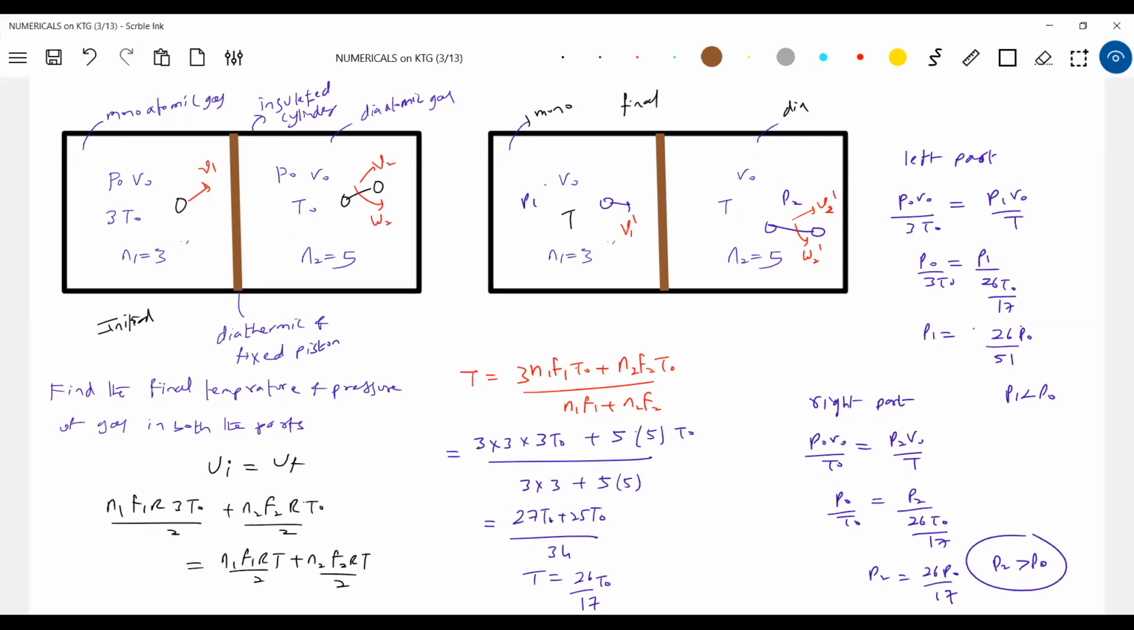Like this, in every numerical, try to think about all the things: RMS speed, root mean square angular velocity, average translational kinetic energy, what will happen to pressure, what will happen to temperature, what will happen to the rate of collisions. In every numerical, one has to analyze here.